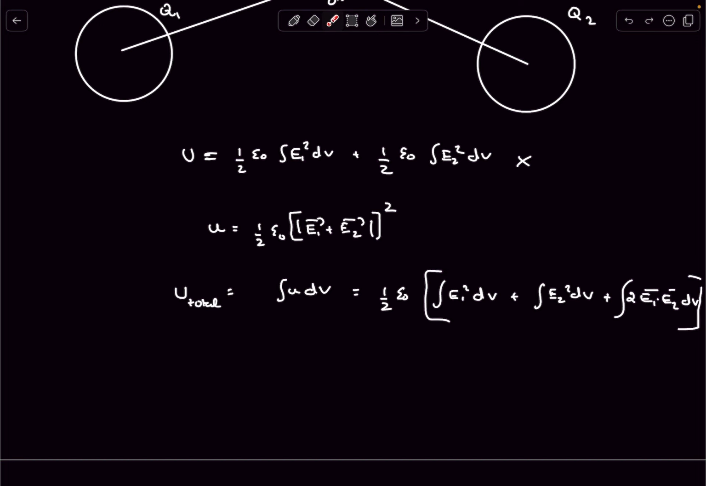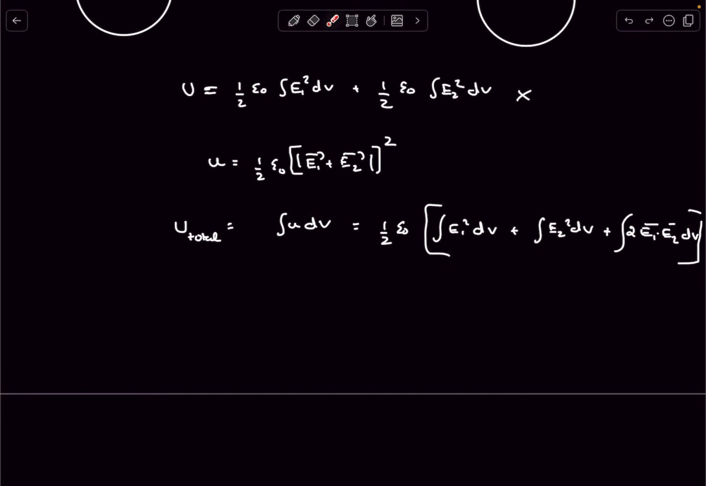So the integral will consist of these three particular terms over here. Now if you observe something, this half epsilon naught E1 square is just the self energy of sphere 1 as we discussed in the last page, right? So I'm going to write it as U self due to sphere 1, and similarly half epsilon naught E2 square will correspond to the self energy of sphere 2. And then we have an additional term which is epsilon naught, the 2's cancel out, E1 vector dot E2 vector times dV, and this is kind of what they asked in the denominator, right?